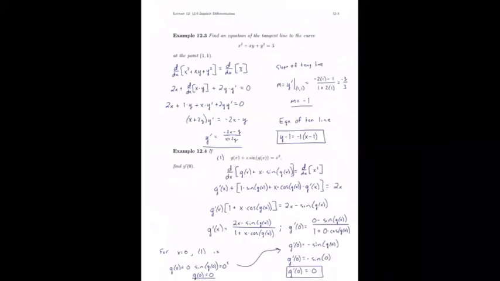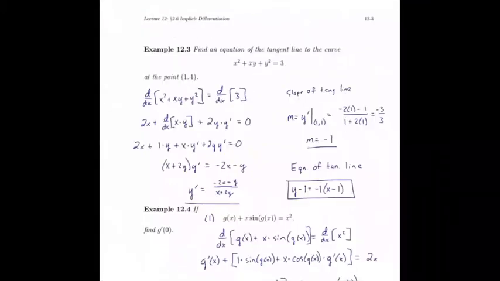Okay, so let's see what we can do with one of these derivatives. The next question asks us to find the equation of the tangent line to the curve x squared plus xy plus y squared equals 3. And this is at the point (1, 1). Okay, so this is a pretty non-trivial curve, right?